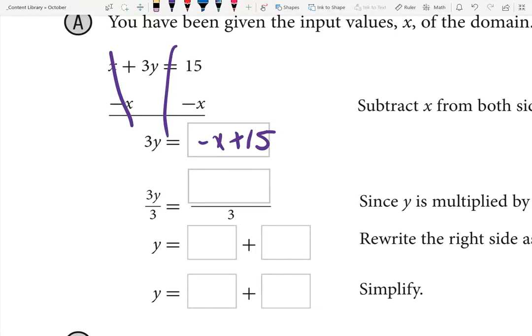We're not going to subtract 3 because 3y minus 3 doesn't cancel the 3 out, doesn't cancel anything out. What we're going to do is, because that 3 is being multiplied with y, we're going to divide by 3. And here's the reason why.